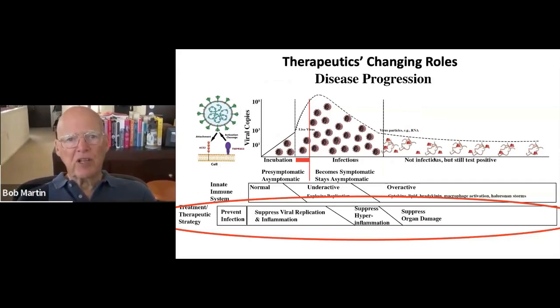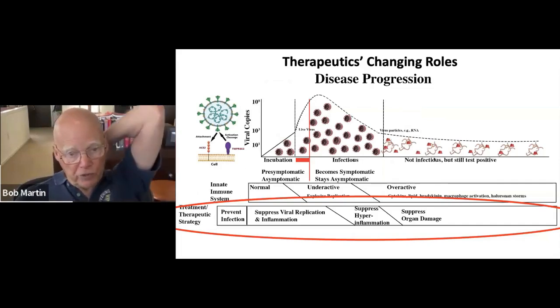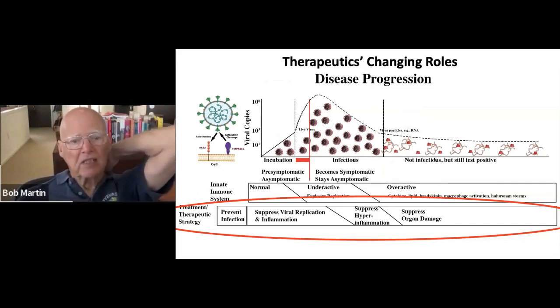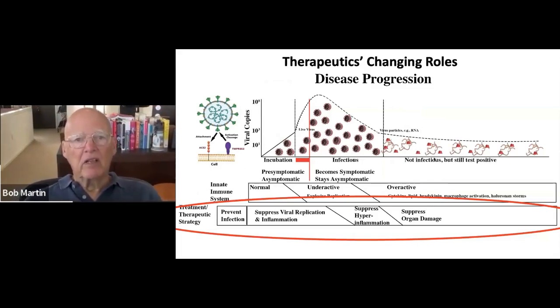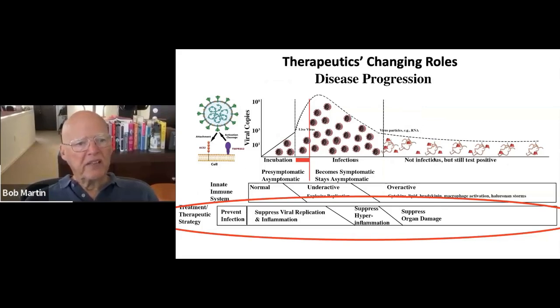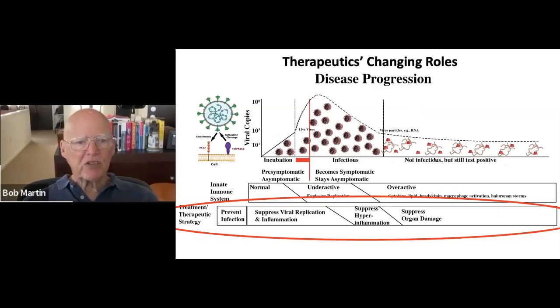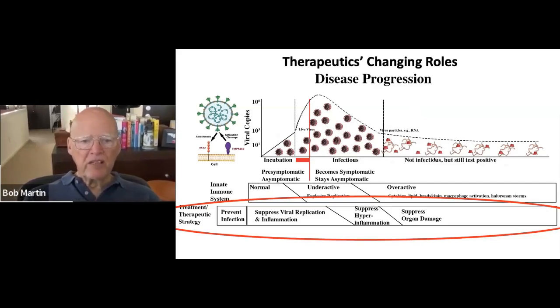Now, these are the therapeutics changing roles in disease progression. The next few charts are from a paper that just got published today of mine on therapeutics. And they go through several steps. Step one, most important, prevent it. Step two, the antivirals suppress its replication. Then try to suppress the hyperinflammation, and finally, lung damage.